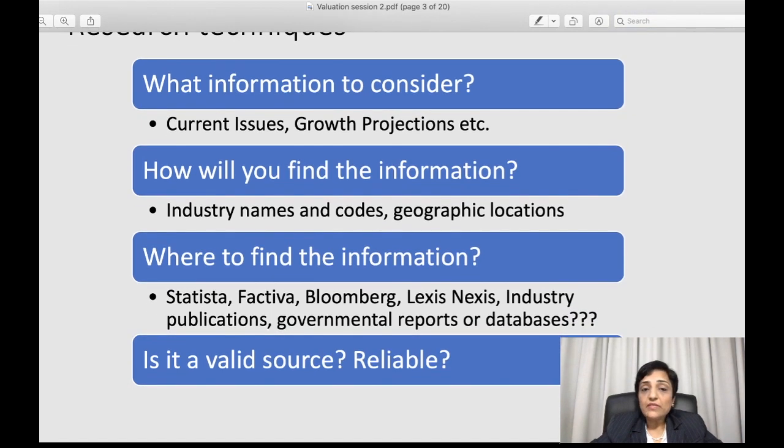Now, when we get this information, we need to be sure that it is reliable and valid. So we cannot just go to any online website and take the data from there for doing the valuation, because nobody will rely on that information.